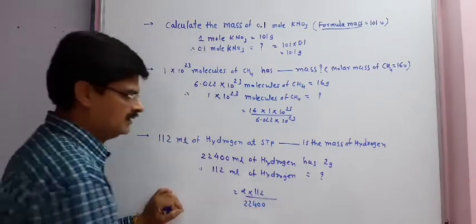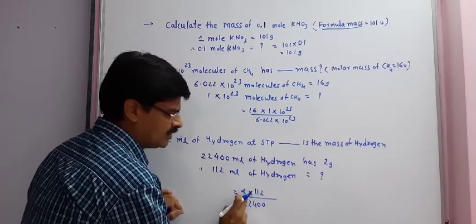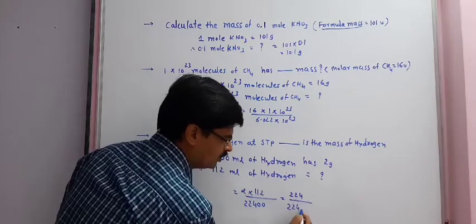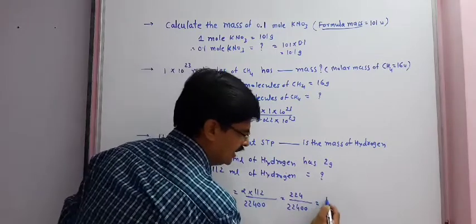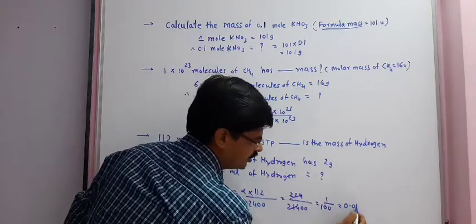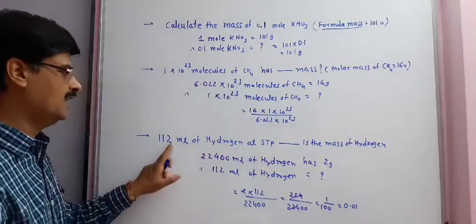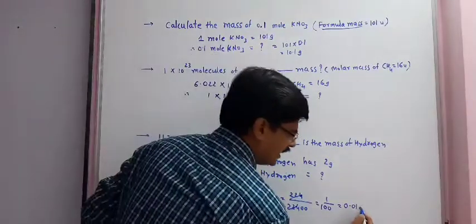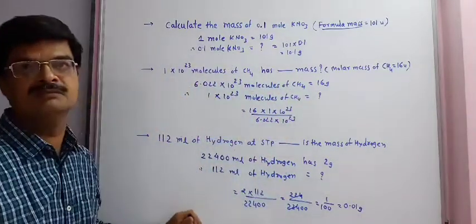On solving, 112 into 2, that is 224, so we will get 224 divided by 22400 means 1 upon 100. So we can say 0.01. So 112 ml of hydrogen at STP has 0.01 gram.